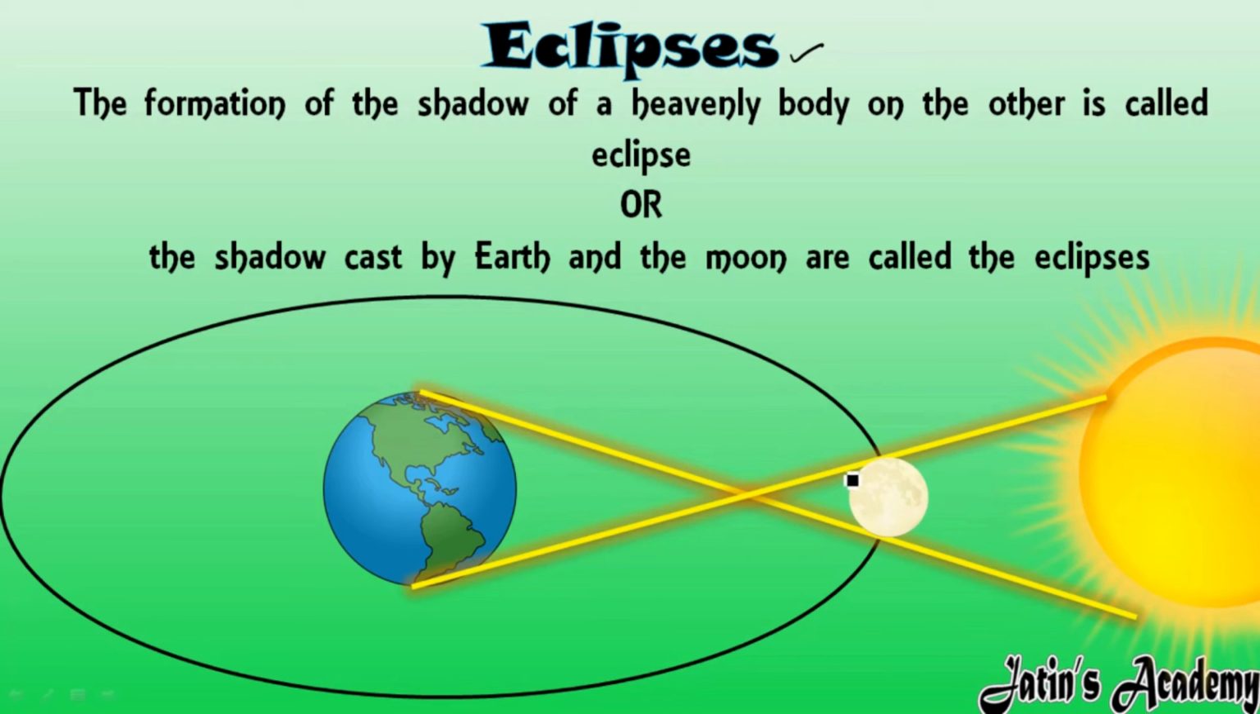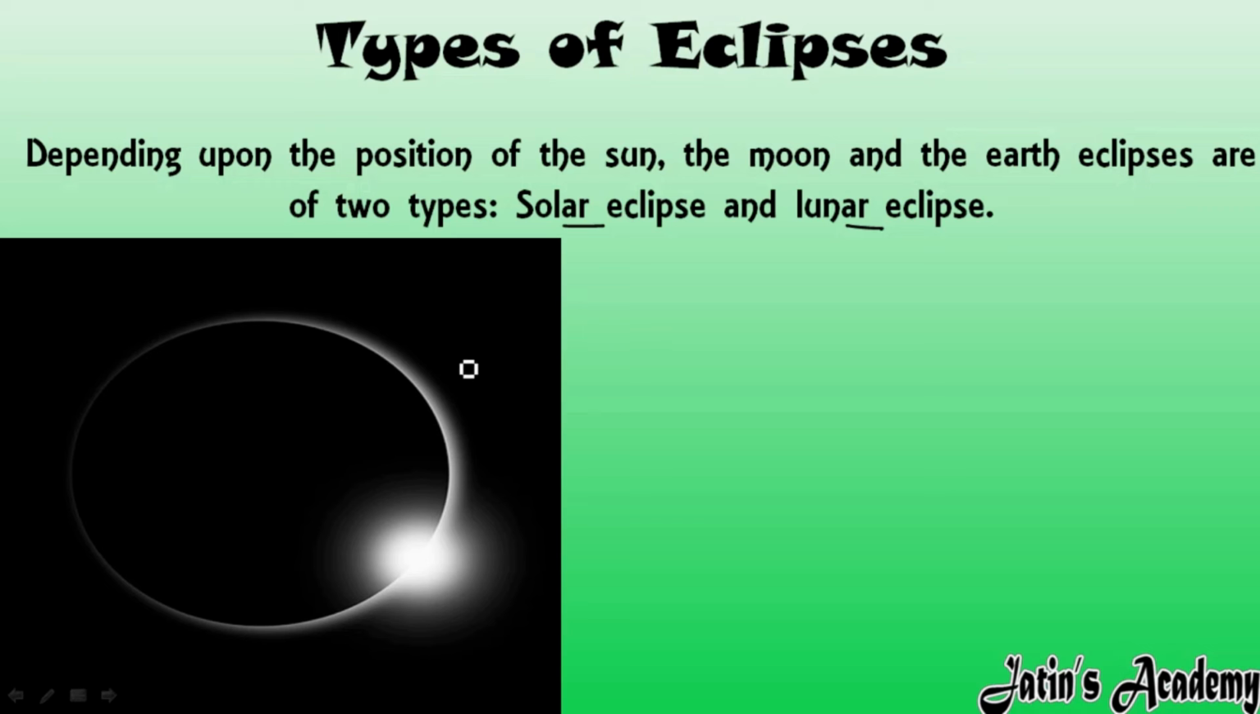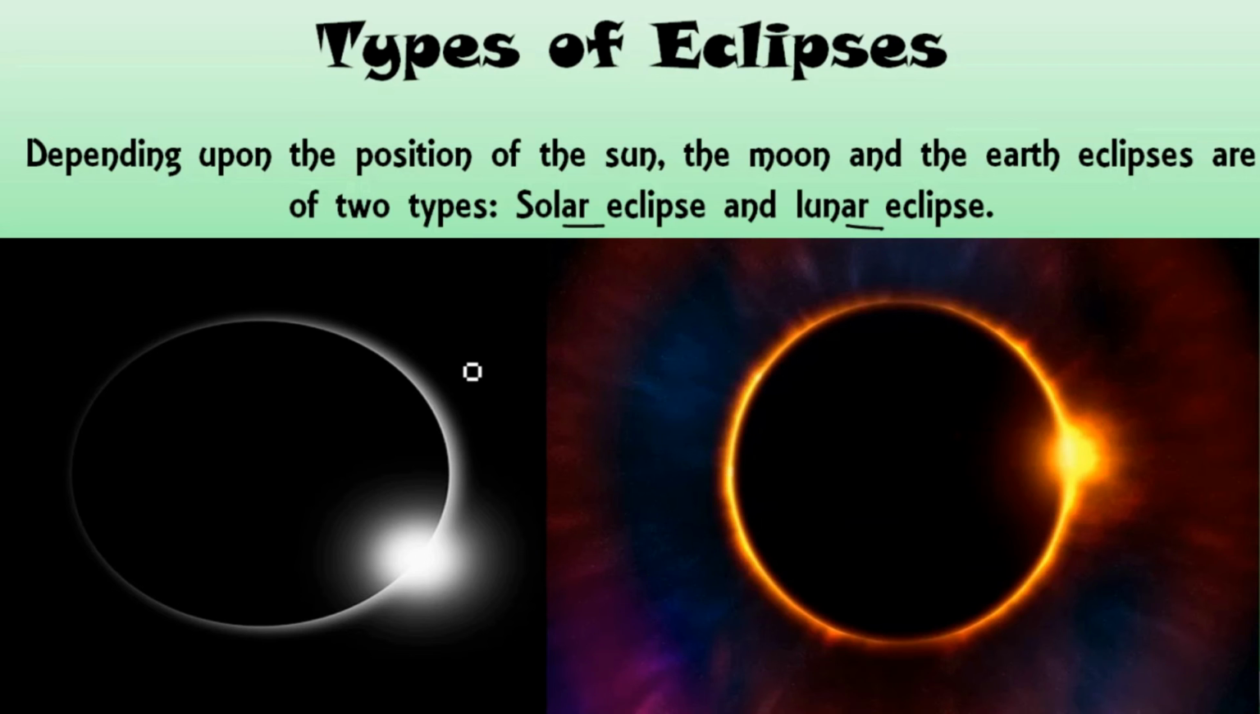So see carefully, according to this we have two types of eclipses depending upon the position of the sun, moon and the earth. Two types of eclipses are there, solar eclipse and lunar eclipse. In Hindi we say Surya Grahan and Chandra Grahan. Here we have the image for the lunar eclipse and this is the image for the solar eclipse. Now one by one we are going to study the solar and lunar eclipse.